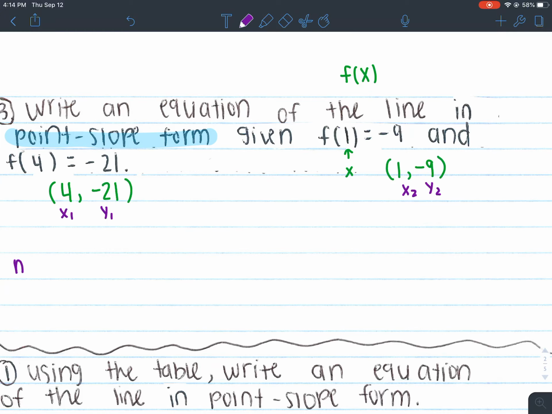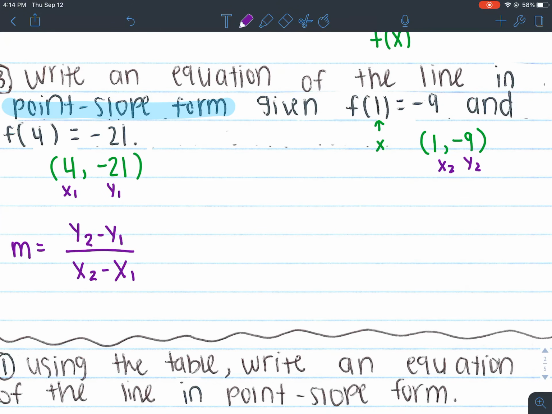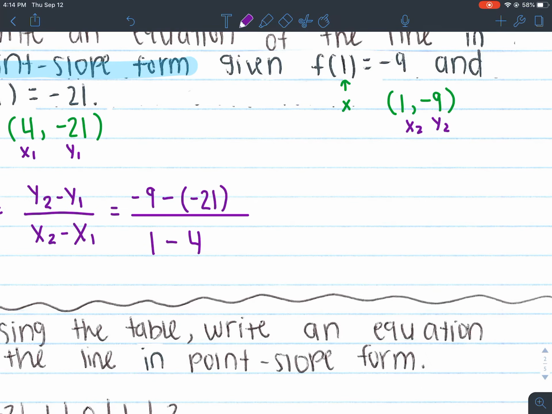All right. I have my slope, which is going to be y2 minus y1 over x2 minus x1. Okay, and that'll give me -9 minus -21 over 1 minus 4. All right, so let's simplify this. -9 plus 21 is going to be what? 12, positive 12. And then the denominator of -3, and this simplifies to -4, or -4 over 1.